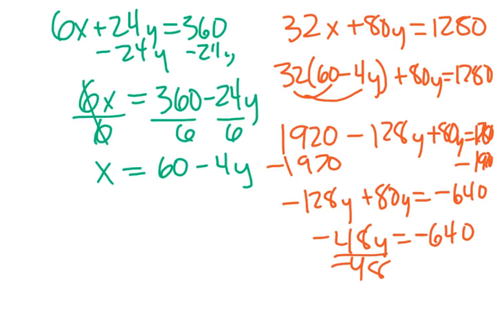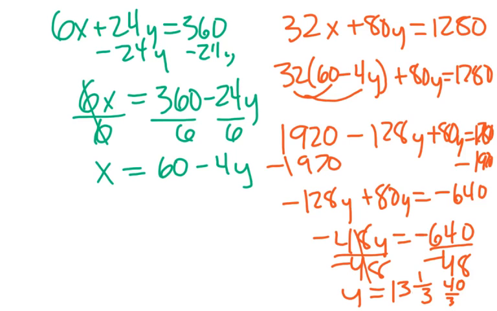Then I could divide by negative 48, giving me y equals negative 640 divided by negative 48. That gives me a horrible fraction, which as a decimal is about 13.3 repeated, so 13 1/3. Or if we kept it as a fraction, it would be 40 over 3. All right. That would give us the y value, which is pretty hideous.